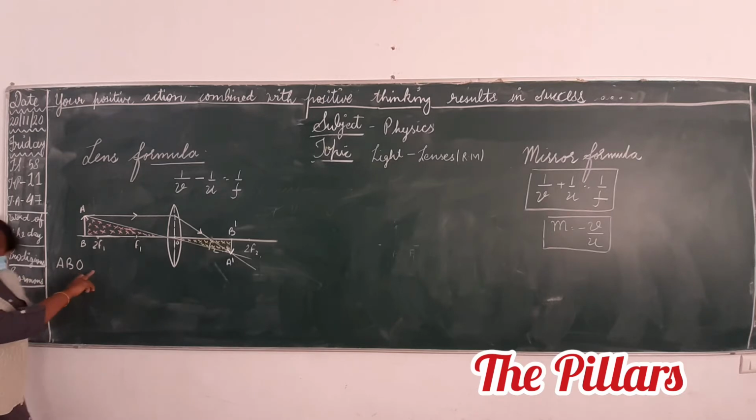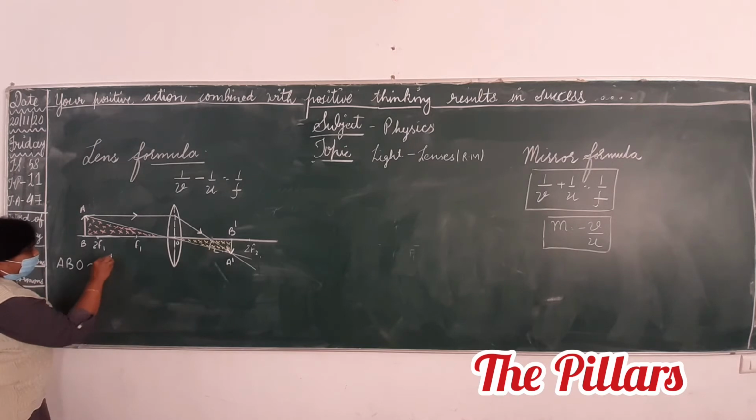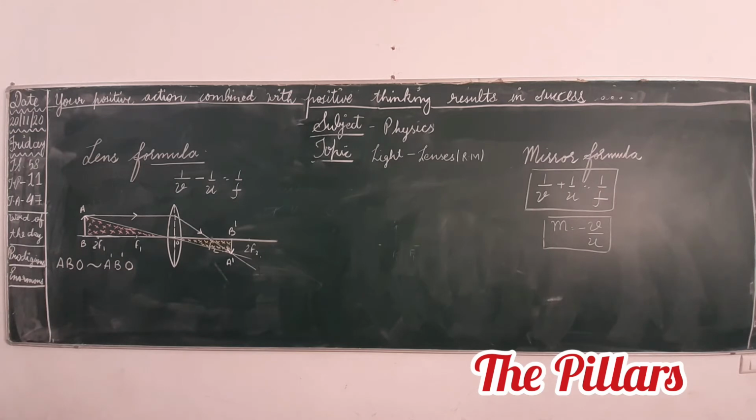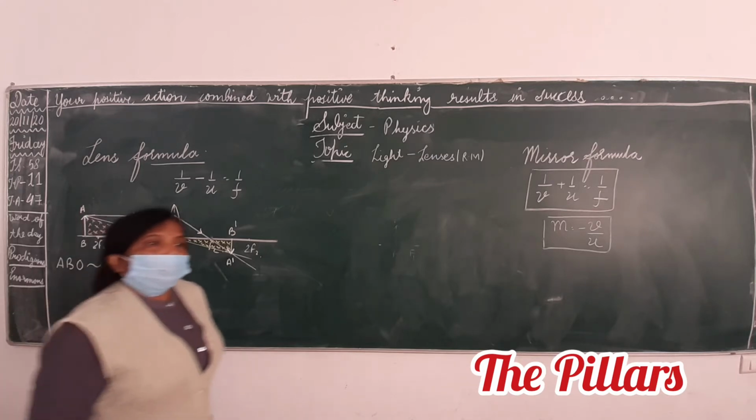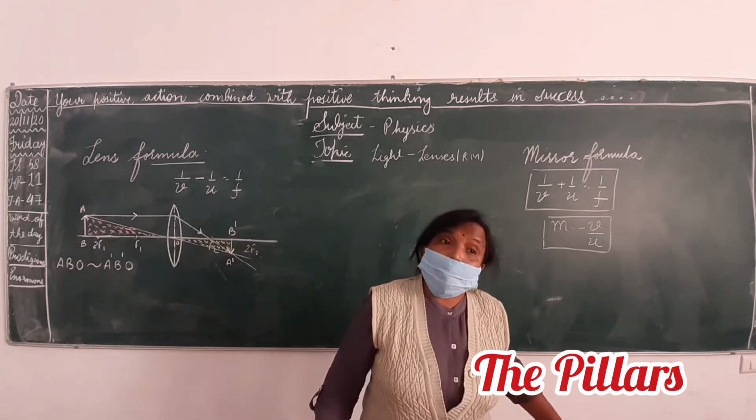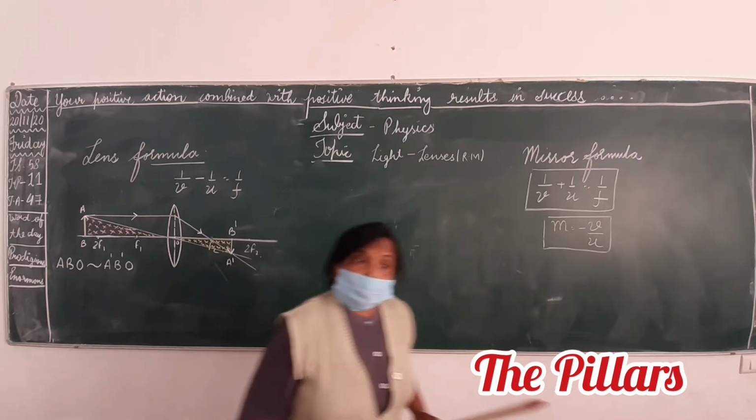Now look here. Triangle ABO is similar to triangle what? Corresponding to A, A dash. Corresponding to B, B dash. Corresponding to O, O. If they are similar to each other, then what happens? The ratio of their corresponding sides will also be equal. If two triangles are similar to each other, then the ratio of the corresponding sides is also equal.